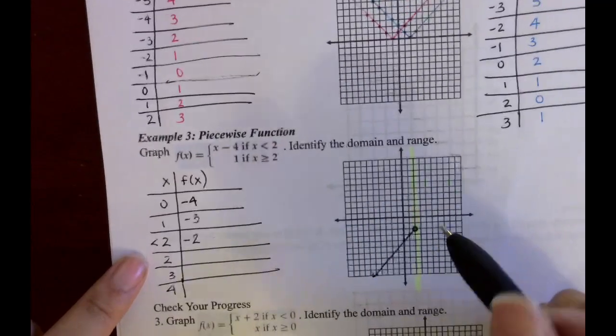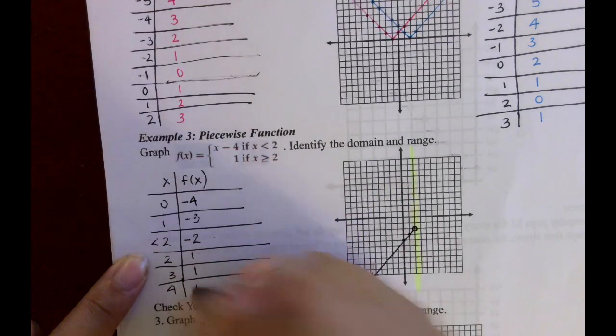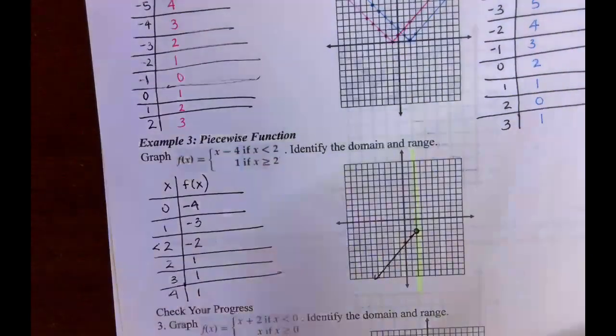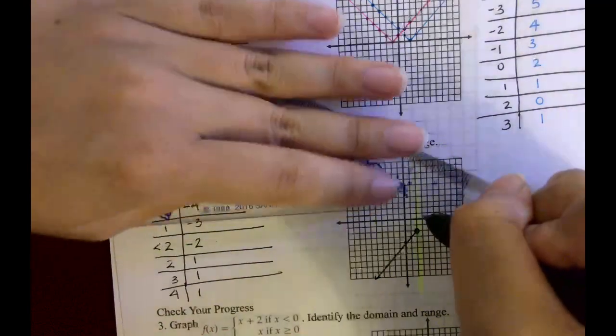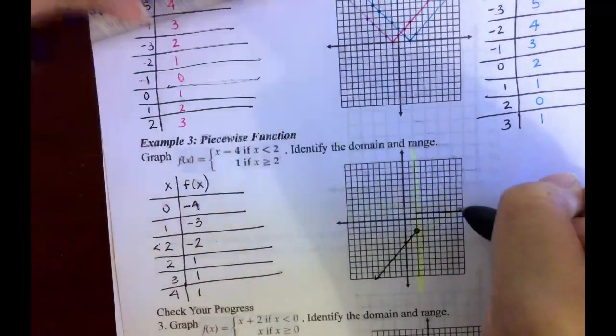Okay? And then here, for 2, 3, 4, the y is always going to be 1. So 2, 1, 3, 1, 4, 1. Or another way to see it is it's the line y equals 1. So here's the line y equals 1. And it'll be for this side, right?